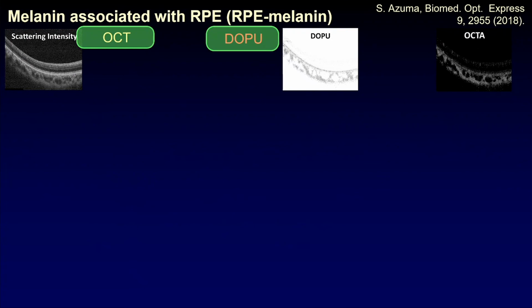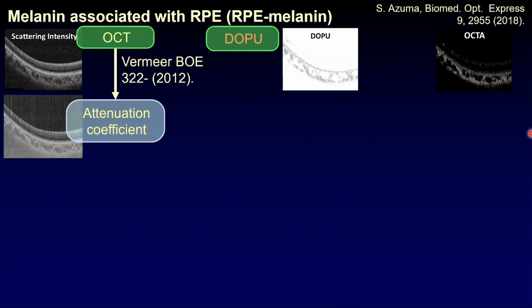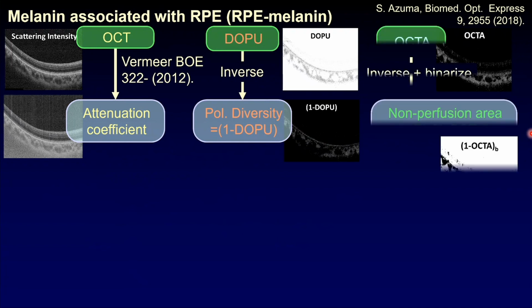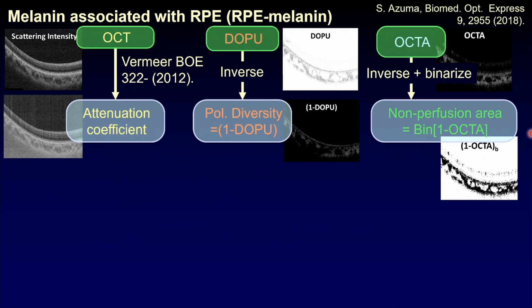What we are going to use is scattering OCT, polarization uniformity, and OCT-A. Okay, from OCT, we computed the attenuation coefficient of the signal. It is associated with the density of the tissue. And from polarization uniformity, we computed the polarization diversity, defined as 1 minus DOPU. And then from OCT-A, we can segment out the non-perfusion area. It's a binarized signal of 1 minus OCT-A with this equation, right?